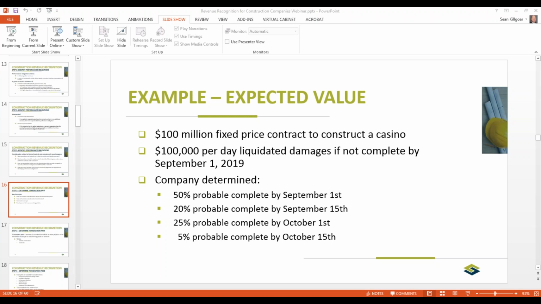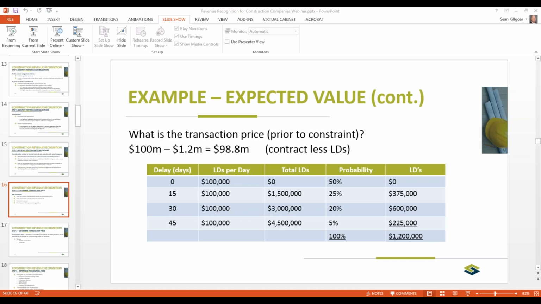So the company went through this example and they said, 50% probable that we're going to get this job done on time, and then 20% by the 15th, 25% by October 1st, and 5% probable that they're going to complete it by the 15th. So there's multiple outcomes here. So in this case, you can see on this slide, we go through and we basically weight the probability on the damages. So, if it's 15 days late, total liquidated damages are $1.5 million, and there's a 25% probability. So you're looking at adjusting the contract down $375,000.